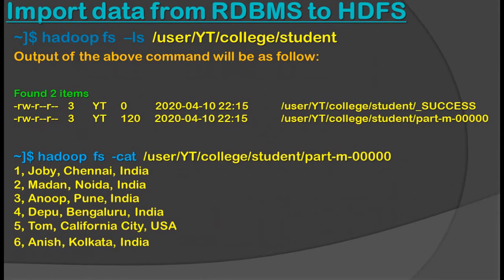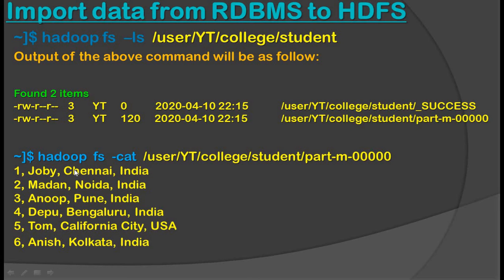After the import statement, we list the target directory. When we type hadoop fs -ls and the path of the target directory and press enter, we get these two items. If we want to see the output of the mapper file, we write hadoop fs -cat and the path of the mapper file. Pressing enter shows the output of the mapper file, which means the students table's 6 rows have all been imported to this file.